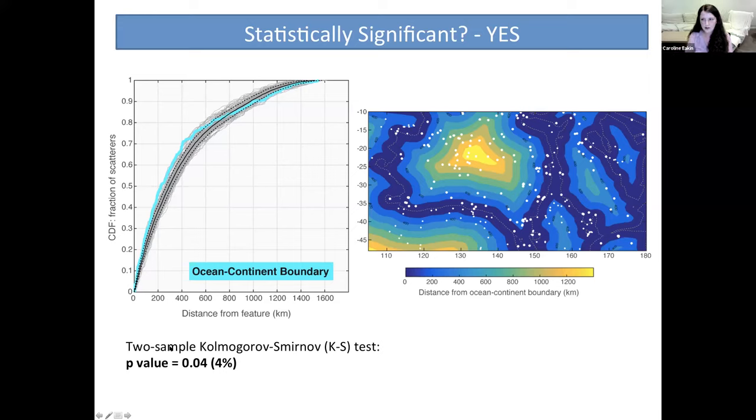And you can do the appropriate statistical test, which in this case is the two sample Kolmogorov-Smirnov test, or KS test for short. And you get a p-value of 0.04, or 4%. And often the critical value is taken as 5%, you reject the null hypothesis that your observations are the same as a random distribution when you're below 5%. So it's close, but it is statistically significant. Sorry, the cat is going crazy. Right, so that was for the ocean continent boundary.